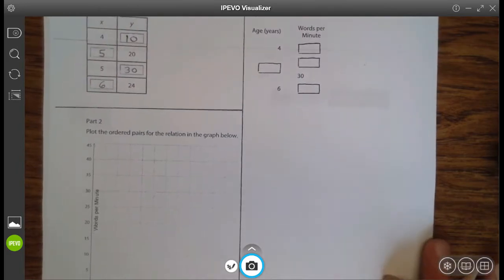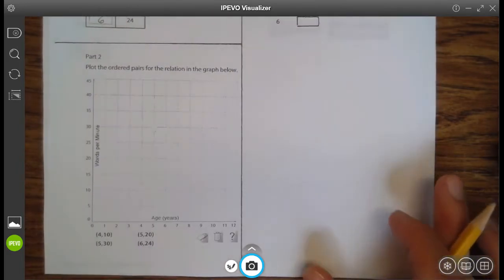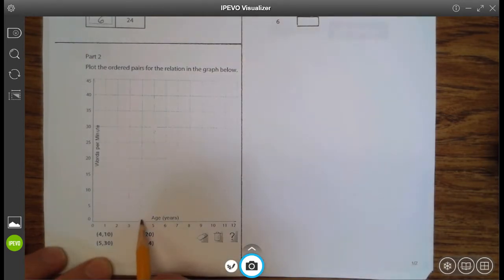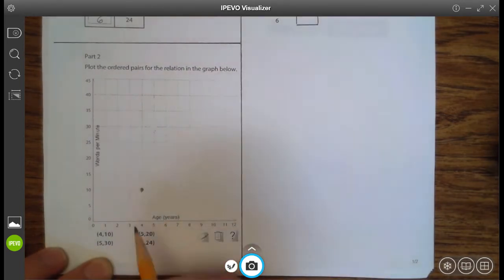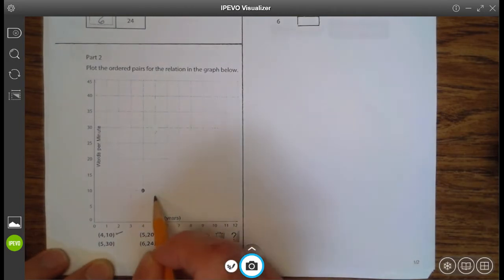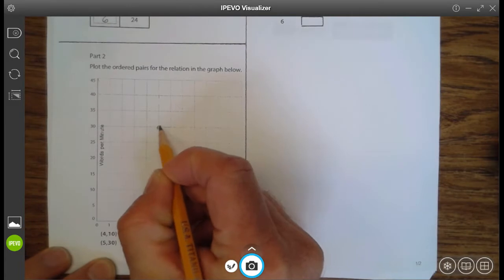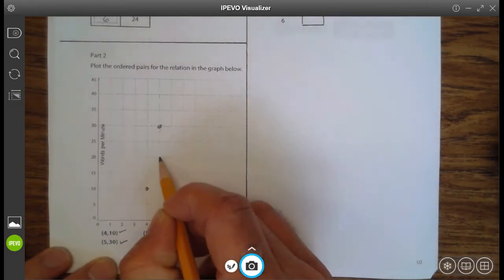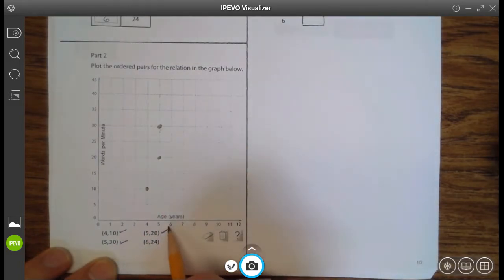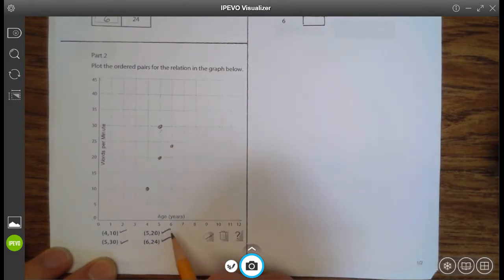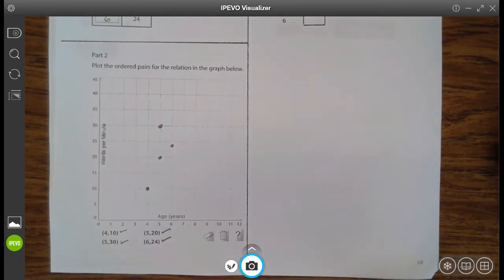All right, let's take a look at part 2. Plot the ordered pairs for the relationship on the graph below. So 4, 10 is right here. 5, 30 is right here. 5, 20 is right here. And 6, 24 is about right there. All right, go ahead and finish up part 2.